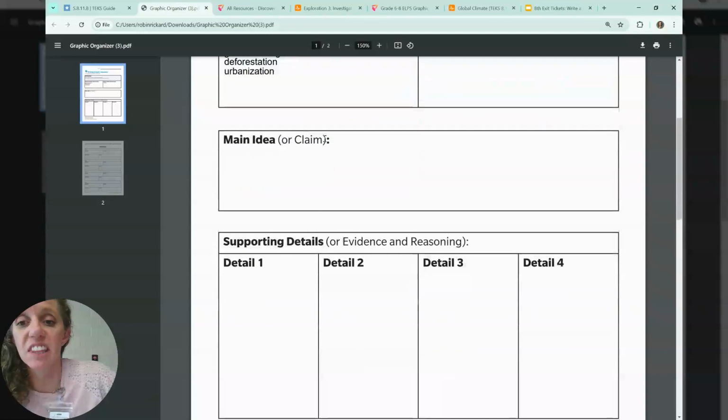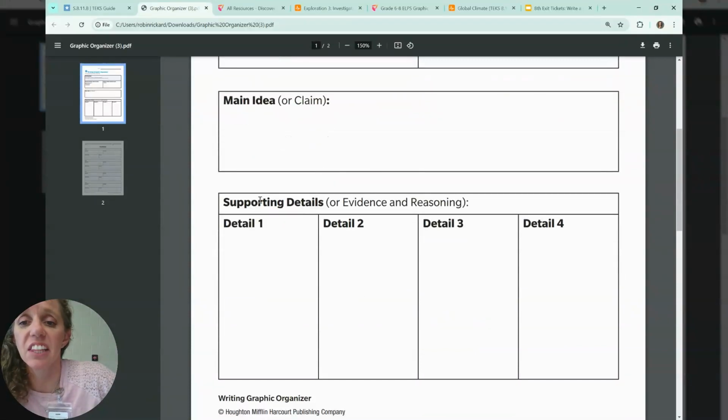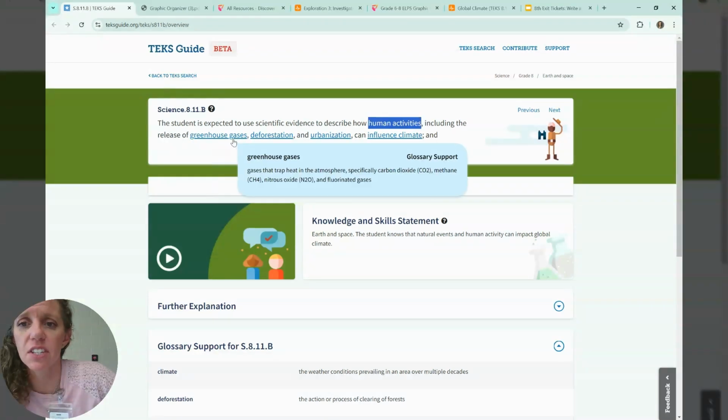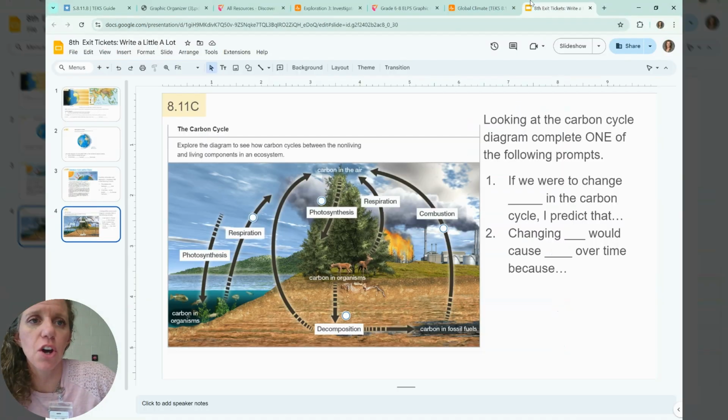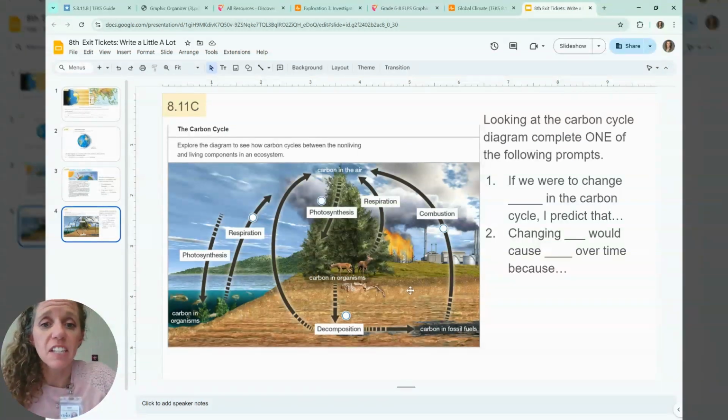Now, also looking at the TEAC, I want to make sure that at least one of these details has to do with the release of greenhouse gases. So if I'm looking at the carbon cycle and we're talking about how humans impact the climate, then my release of greenhouse gases are going to be coming from factories and cars.